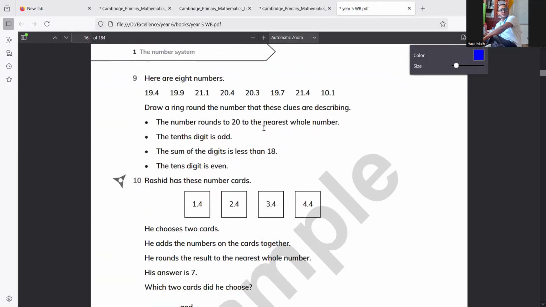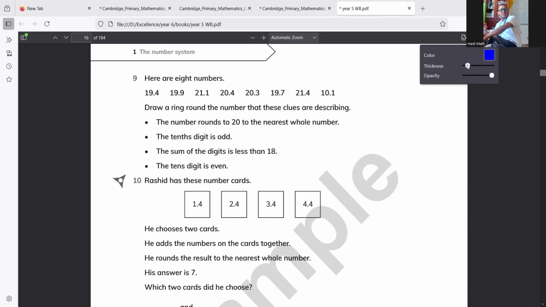Question number 9. They say here are 8 numbers: 19.4, 19.9, 21.1, 20.4, 20.3, 19.7, 21.4, and 10.1. They say draw a ring around the number that these clues are describing. We need the number that this clue is describing. Read any clue and then cancel some numbers out. We're going to go one by one and cancel some numbers out. Okay, so let's go and see how we cancel numbers out.